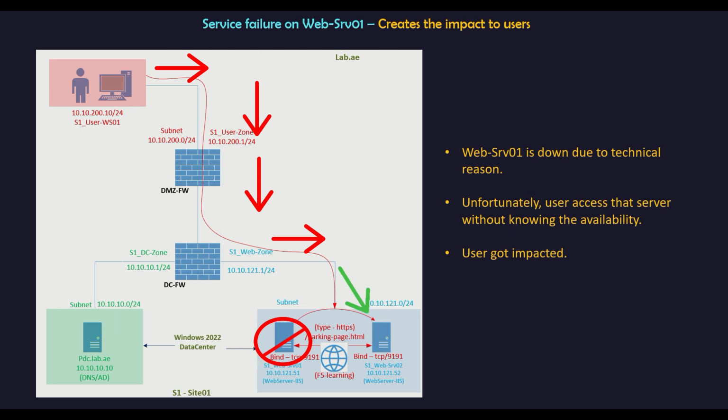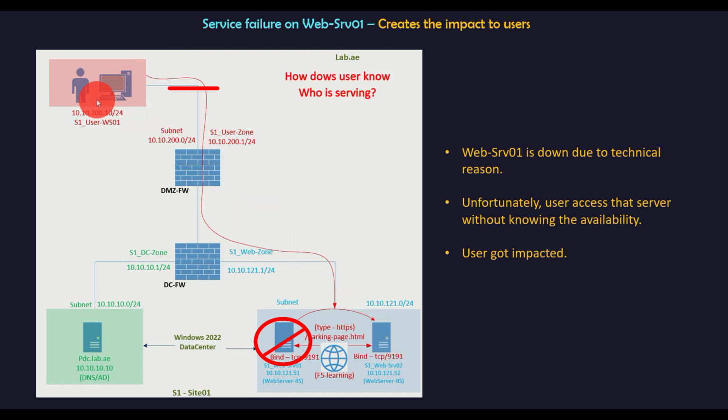I know what you are thinking. He may try to access the second server immediately. But how does the user know which server is currently available to serve the learning portal? The user cannot, correct? Definitely it creates uncertainty. Also, this creates a learning portal service failure situation.